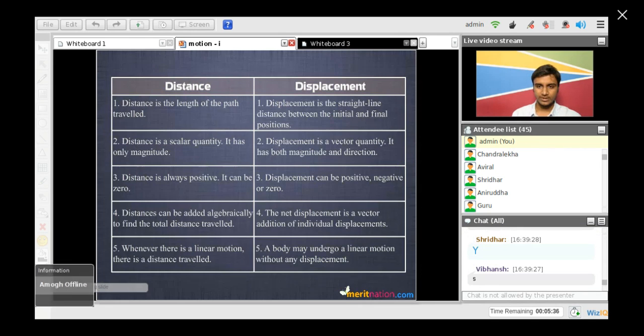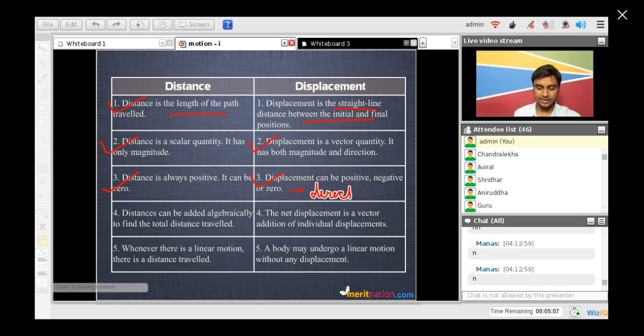Okay, then let's move ahead and talk about the difference between distance and displacement. So these differences I have told you. So go through this table. This is not that difficult. Distance is path length. Displacement is the straight line joining the initial and final position. Distance is a scalar quantity and displacement is a vector. Distance is always positive. It can be 0 when the object does not move. But displacement can be positive, negative and 0 as well, because it has direction. We can take one direction as positive, another one as negative.